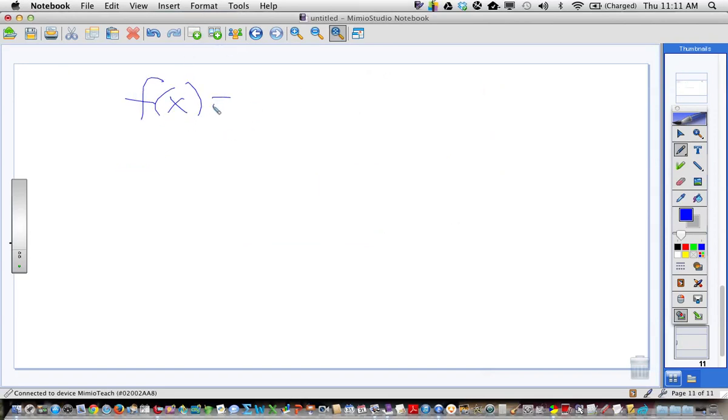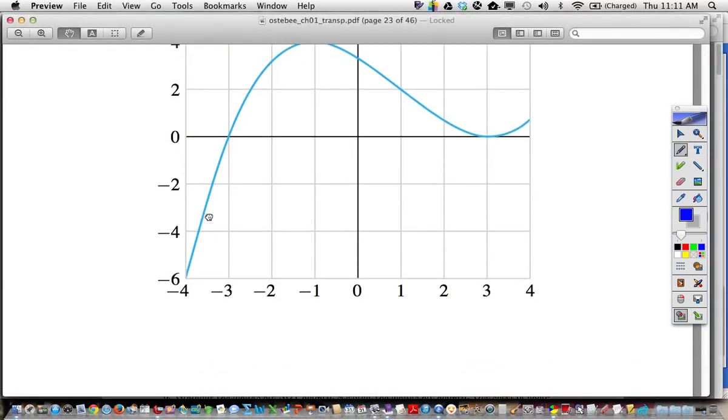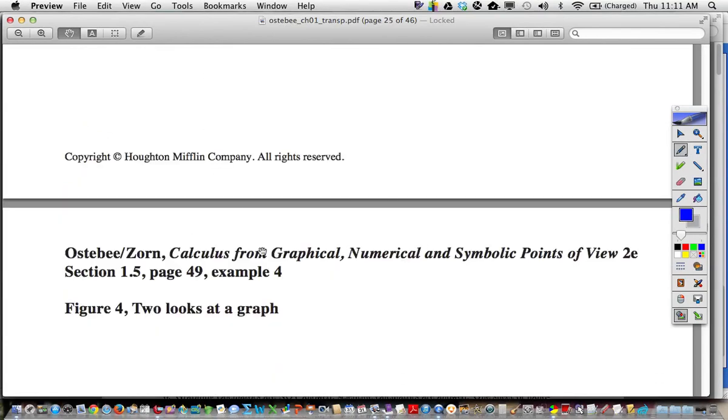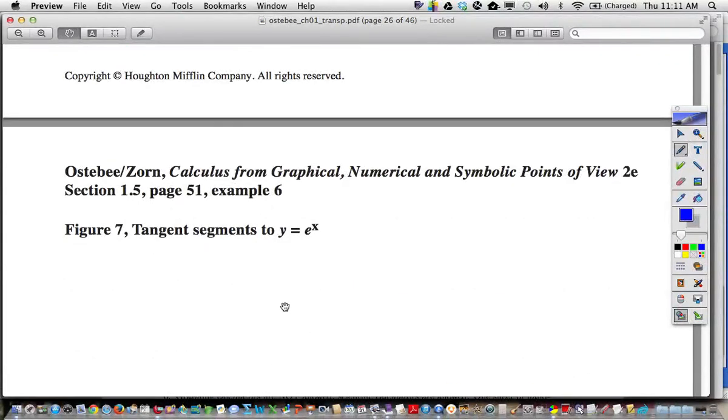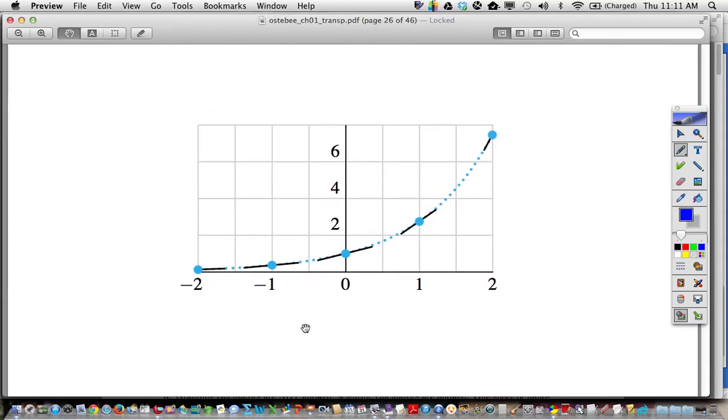What if f of x equals e to the x, which is our exponential graph that looks like that? If f of x is equal to e to the x, there's e to the x, and if we thought about plotting the slopes of that, what kind of slopes would e to the x have? All positive. Keep getting more and more positive.